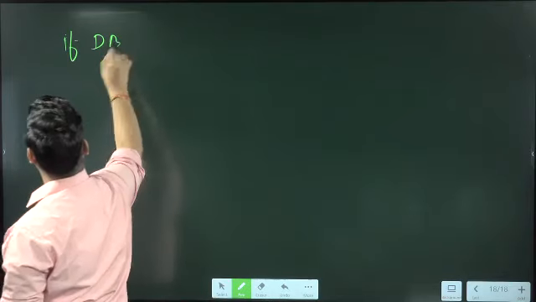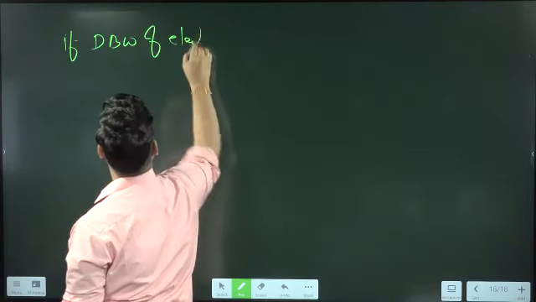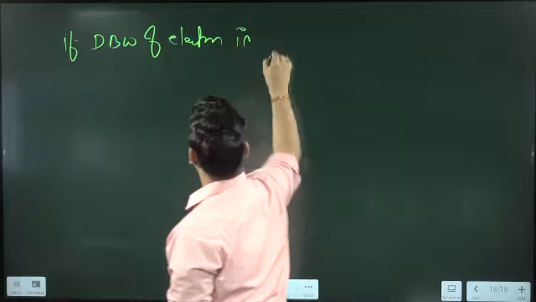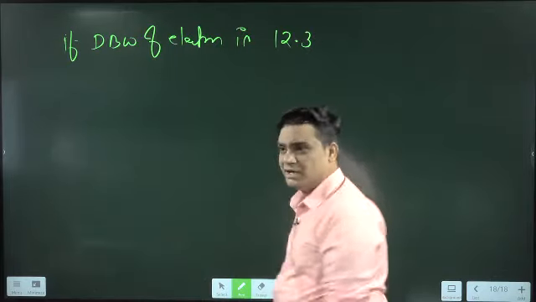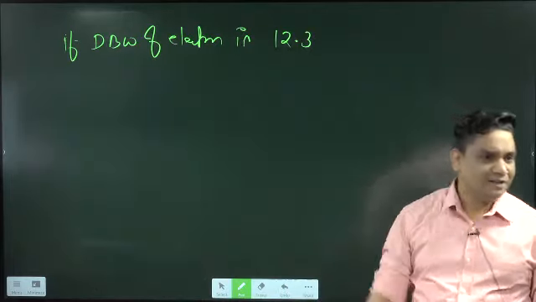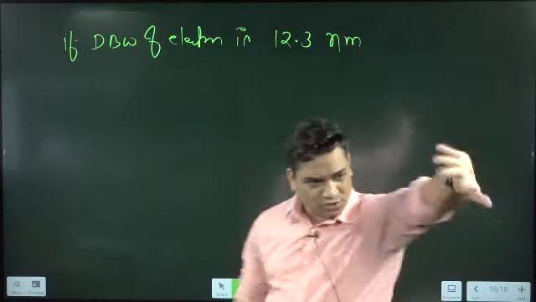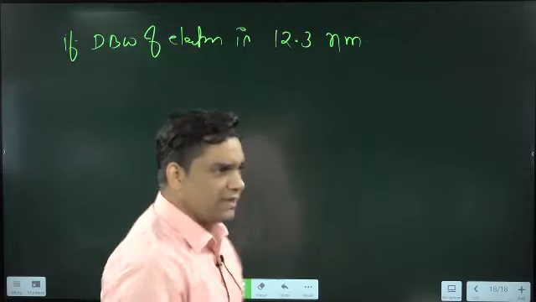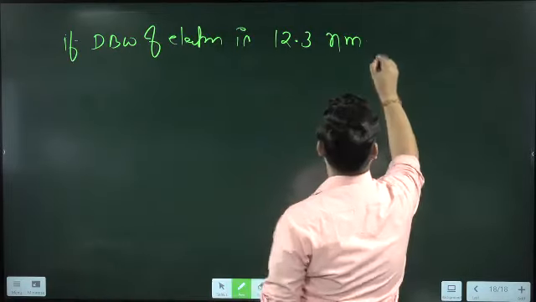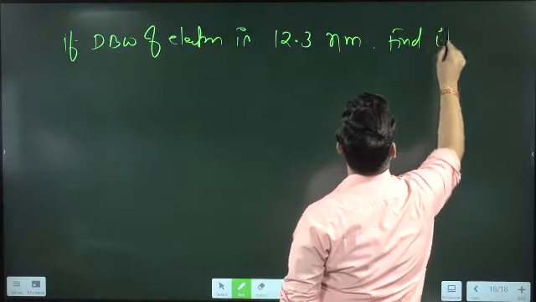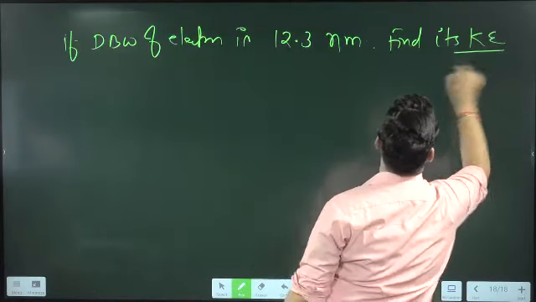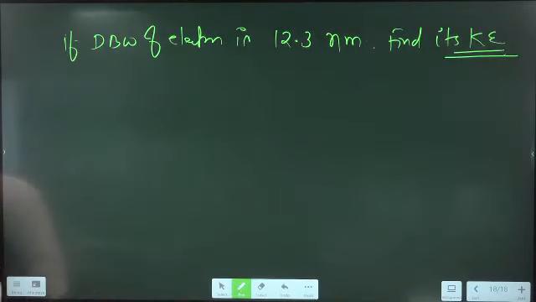The question is: if the de Broglie wavelength of an electron is 12.3, angstrom or nanometer, okay, nanometer. Root 150 by V can also be used. It is in nanometer, find its K. Give me the answer.